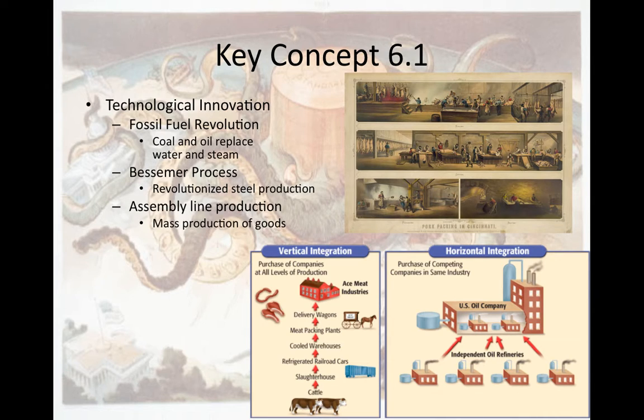And then finally, this wasn't as material; it was more ideological. But assembly line production really got its start during this time period, and the mass production of goods allowed the prices of those goods to go down, which changed the way a lot of people lived. In addition to technological innovation, there was also business innovation.